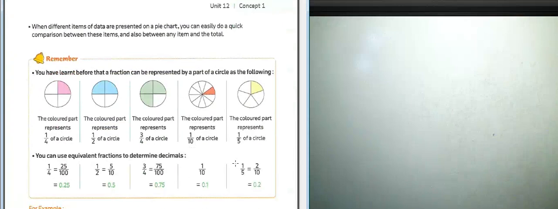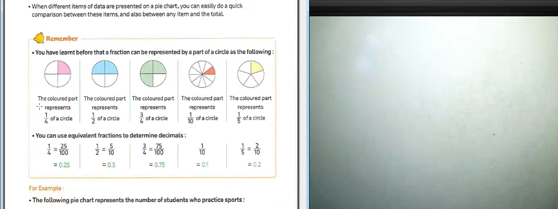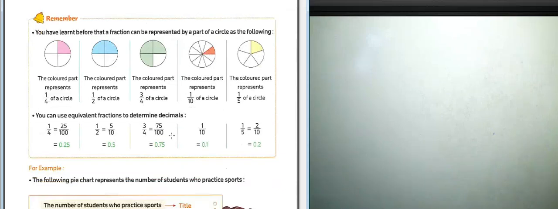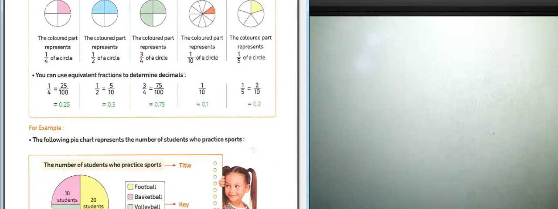Remember: the colored part here represents a fourth of the circle, and here half of the circle. The colored part here is 3/4 of the circle, the colored part here 1/10 of a circle, colored here 1/5 of a circle. We know 1/4 will be 25 hundredths, and 1/2 equals 5/10, 0.5, 3/4 equals 75 hundredths, 1/10 equals 0.1, 1 tenth, 1/5 equals 2/10, 2 tenths.